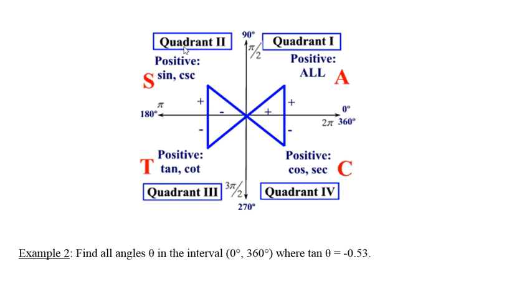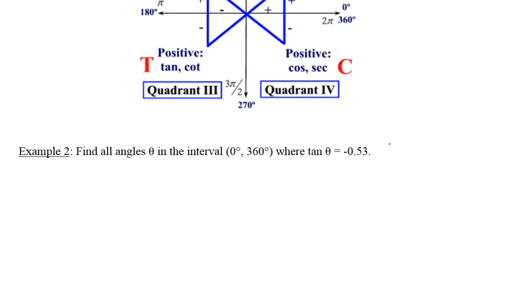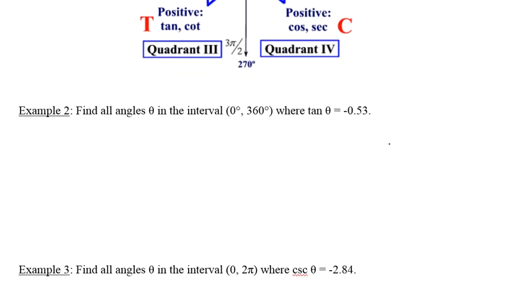So we're going to go back and forth and we're going to use that picture when doing these problems. First, example 2 says find all angles theta in the interval 0 to 360 where tangent of theta is negative. So in every 360 degrees there are actually 2 angles that will fit the criteria they're given. The calculator will give you one, and you have to figure out the other one.